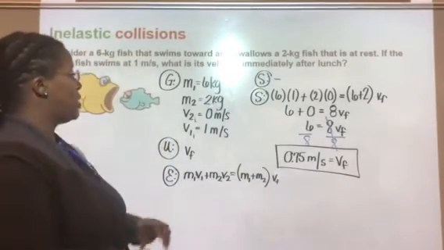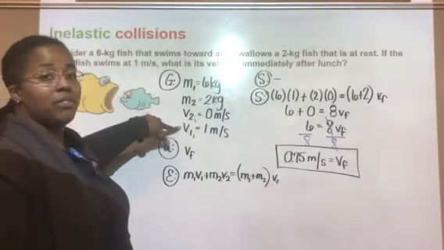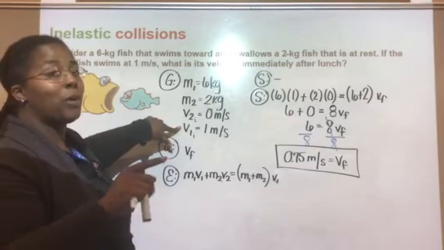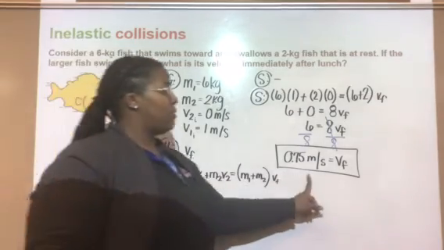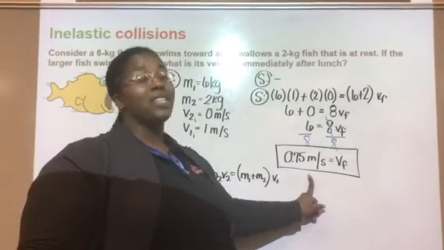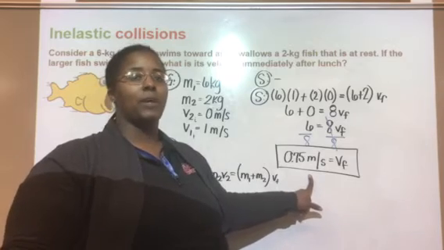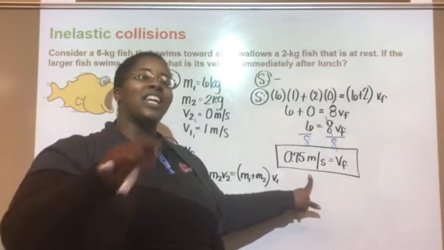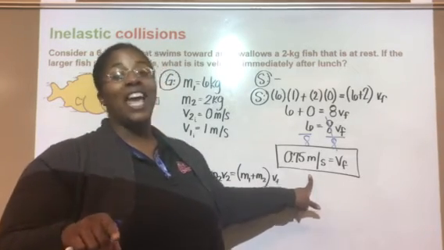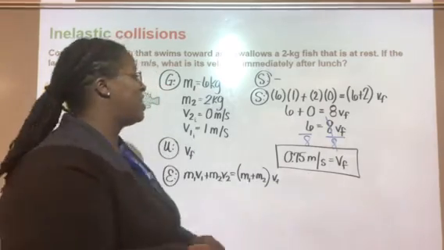One thing that you may notice, the initial velocity of the big fish was 1 meter per second. But the big fish's final velocity was 0.75 meters per second. Was the kinetic energy conserved? The answer is no. All right?